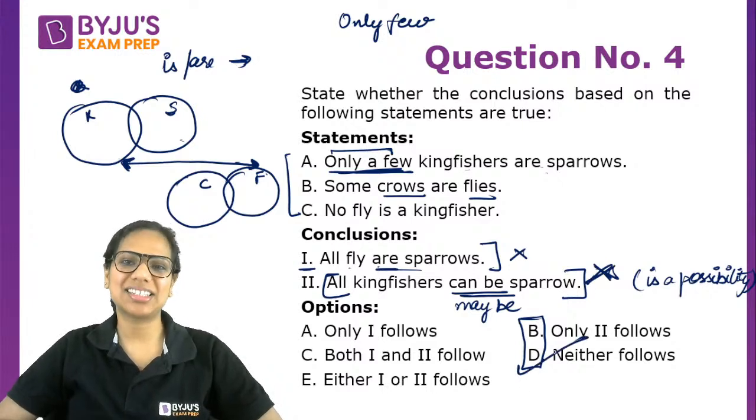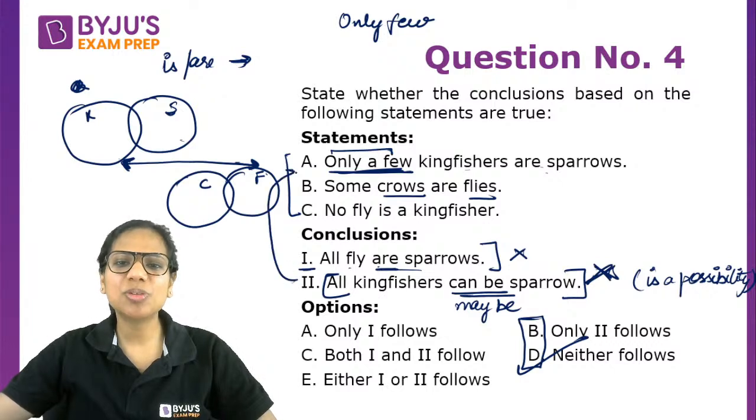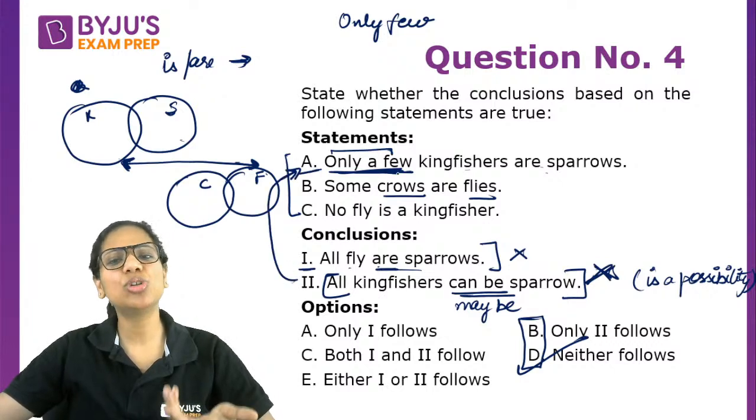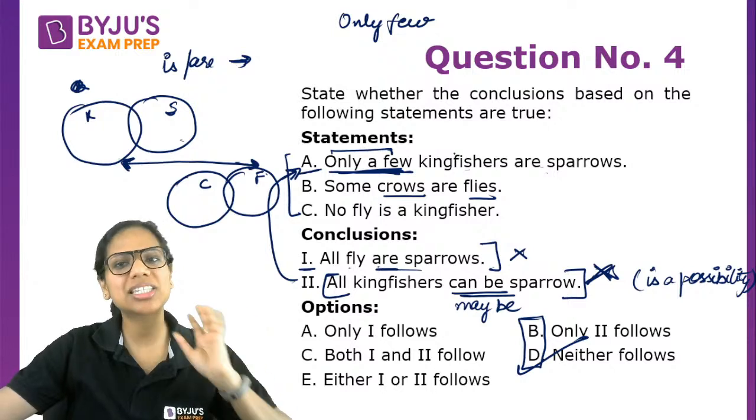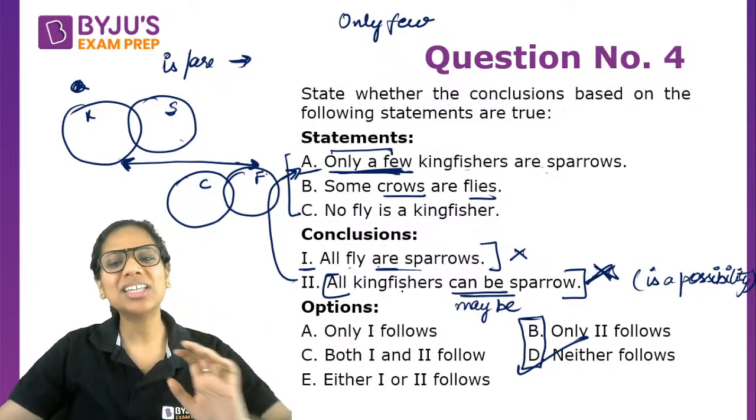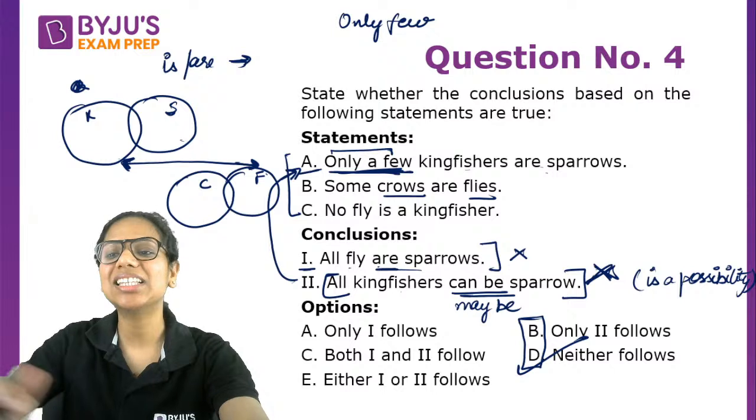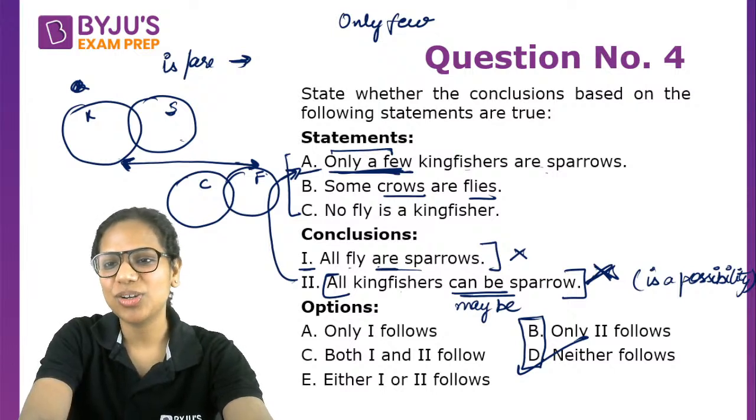These are answers. Neither follows. Right? Because it goes against this premise itself. It goes against it. The premise had said that only a few, okay, not all can be. So that's why this goes against that premise. Neither is the answer. Okay.